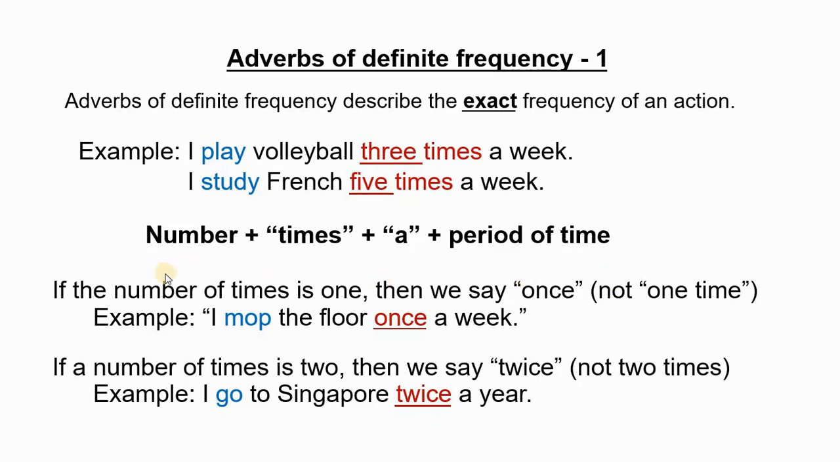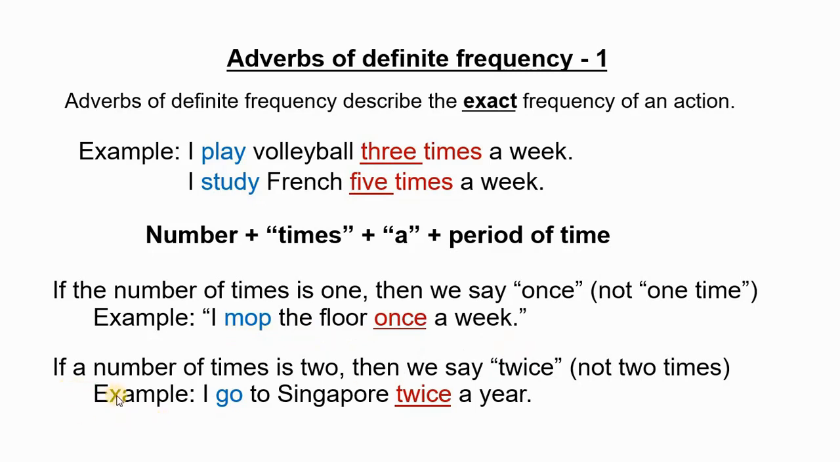And there are 2 exceptions. If the number of times is 1, then we say once, not 1 time. Example, I mop the floor once a week. Okay? Don't say 1 time a week. I mop the floor once a week. Do not say 1 time a week.